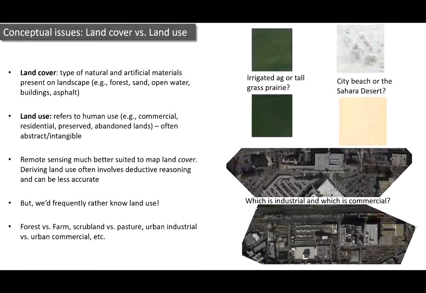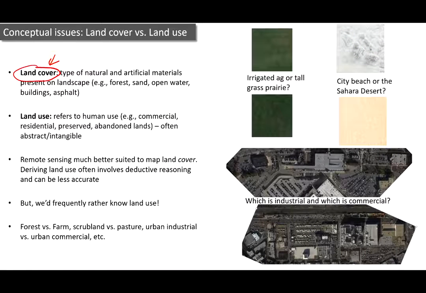So there's many challenges to doing good classification using remote sensing. And some of them are just even conceptual, not even getting into the technical stuff here. But first of all, what are we mapping? What are we hoping to map? And what can we map?